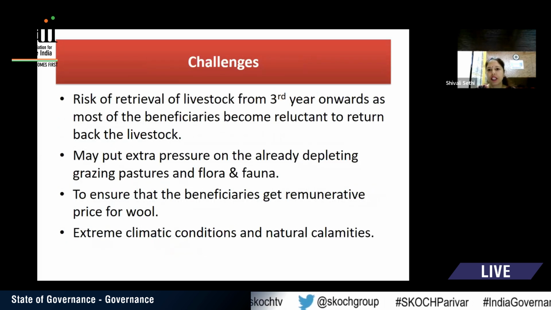The various challenges faced by the department in the implementation of the scheme are that the department has to keep a check on the units established because the beneficiary sometimes becomes reluctant to give back the livestock to the department. It may also put extra pressure on the already depleting grazing pastures and flora and fauna of the UT. The department also ensures that the beneficiaries get a remunerative price for the wool collected from these units.